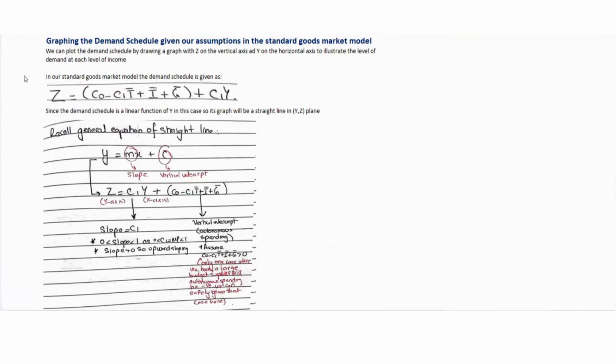Now we can note that demand is a linear function of Y in this case. So its graph will be a straight line in a graph with Y on the horizontal axis and demand on the vertical axis. Recall the general equation of a straight line is y = mx + c, where m, the coefficient of x, is your slope and c is the vertical intercept. If we compare it with our equation of our demand schedule, the graph is also going to be a straight line because Z is a linear function of Y in this case.